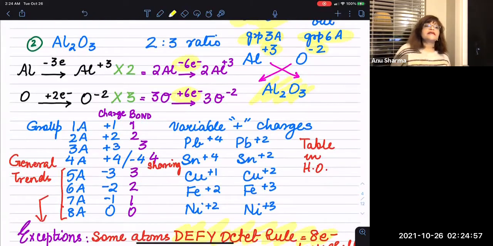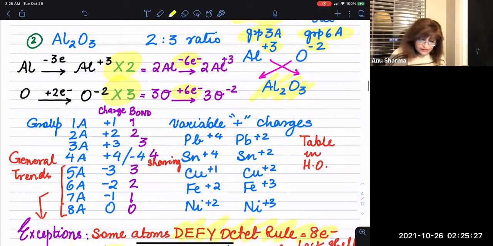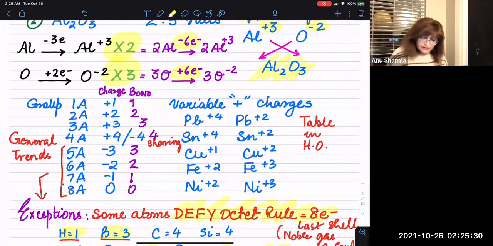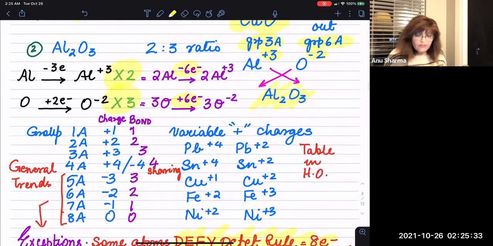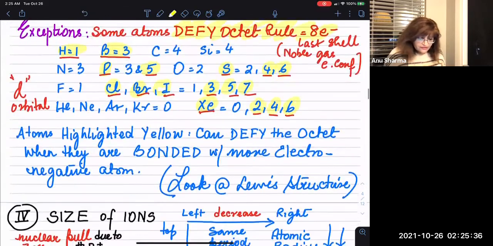Now the problem here is aluminum can give away 3 electrons, but oxygen only needs 2. So now you're looking to put the negative 2. If 2 atoms of aluminum combine, that's going to make 6 electrons. So aluminum has to give 6 electrons, so that 3 atoms of oxygen combine, and all the remaining 6 electrons have been accounted for. So we have the formula now, Al2O3. Okay, so these are the basics.